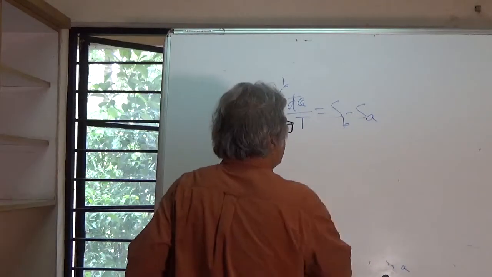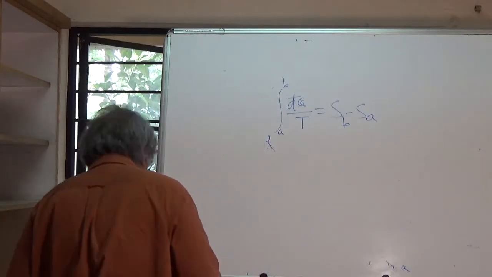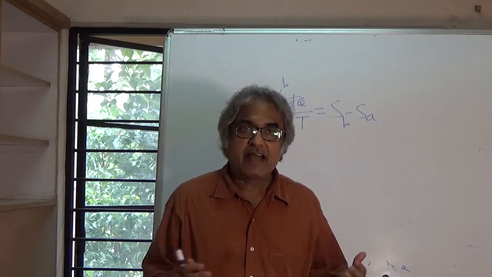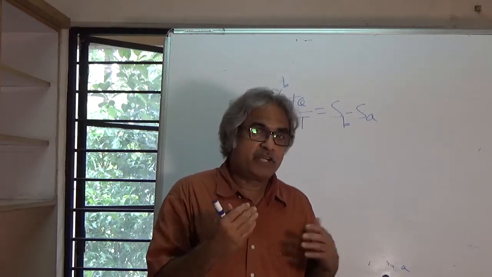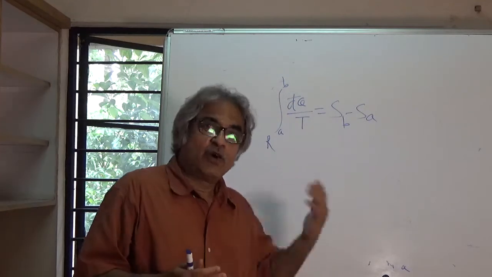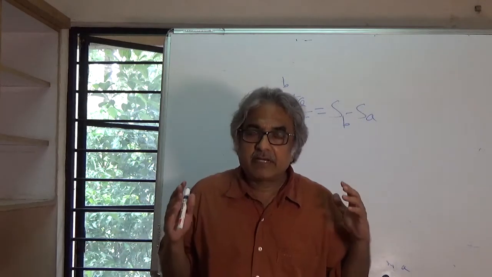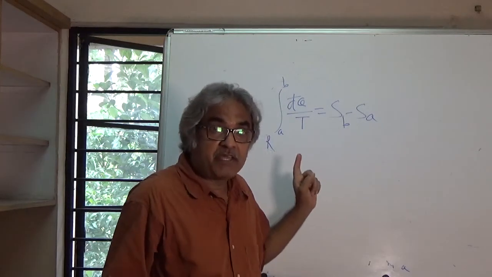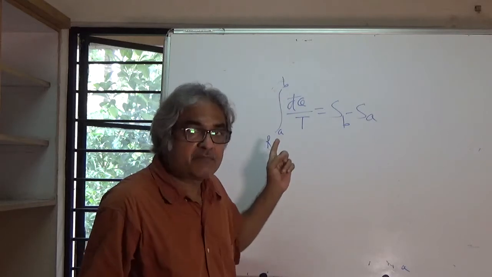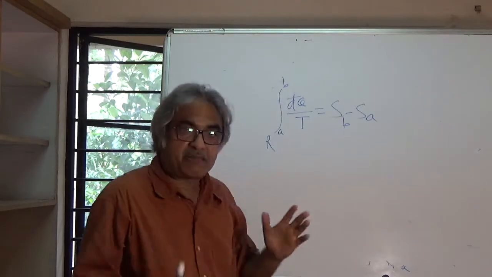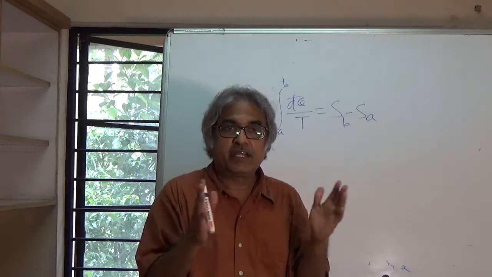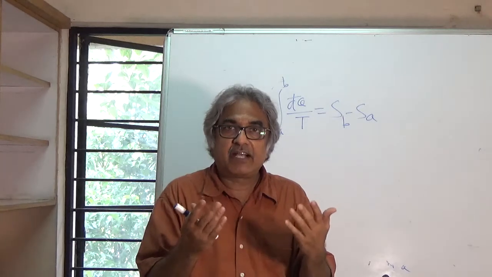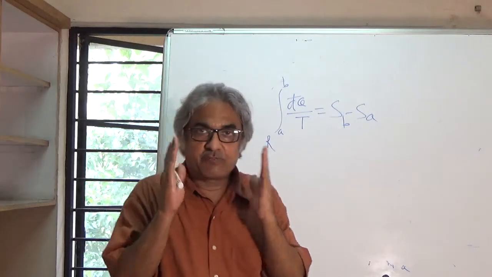Now let's go further, and I want to pose a question here. I want you to think and then pause the video after I pose this question, and then play the video again. This expression tells you that if you want to find out entropy, the process has to be reversible, and only then can you do the integration. That means if you know how the process takes place, you can do the integration and find out change in entropy, but the process has to be reversible.